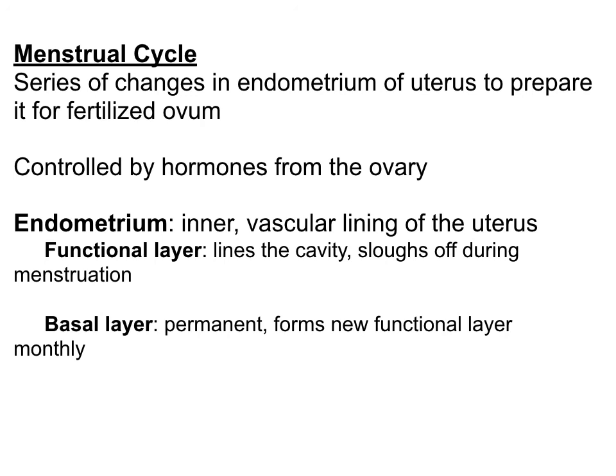Now, the endometrium is the inner vascular lining of the uterus, and the endometrium has two layers to it. The functional layer is the layer closest to the uterine cavity, and this is the layer that is lost monthly and is then repaired and replaced during the next cycle. The basal layer is the deepest layer of the endometrium, and this is the permanent layer. This permanent layer is going to be used to rebuild that functional layer each cycle.